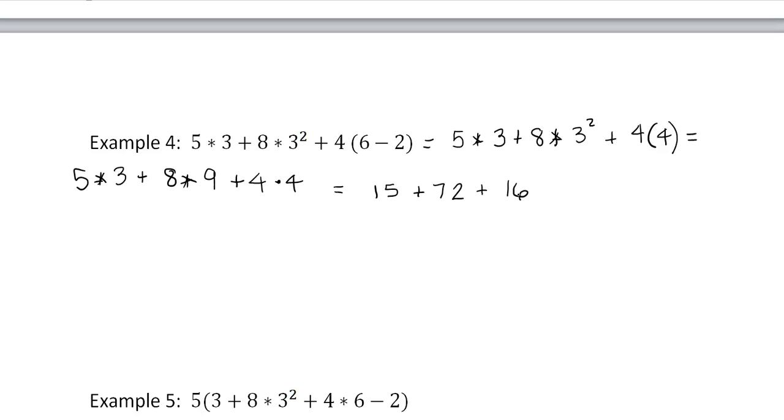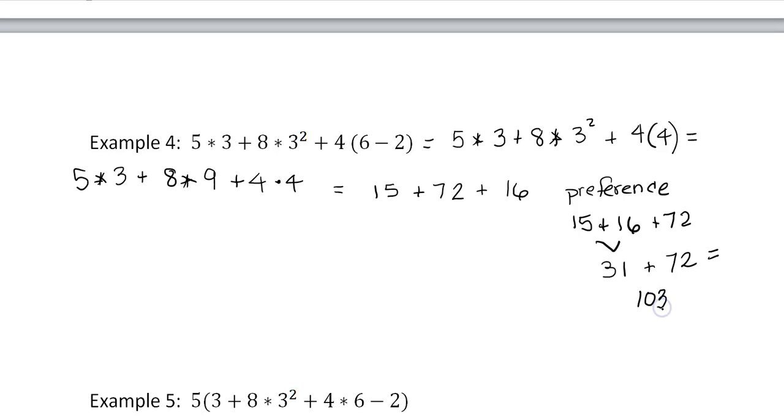Now, you're totally welcome to go ahead and add this straight across. Now, I tend to look for, is there a way I can make this a little easier on myself? Keeping in mind that I have the commutative property of addition to work with. So I'm going to rewrite this. And this is strictly my preference, okay? This is a preference thing. So here I'm going to have 15 plus my 16 plus the 72. This is going to get me a 31 plus 72, which means I have 103.